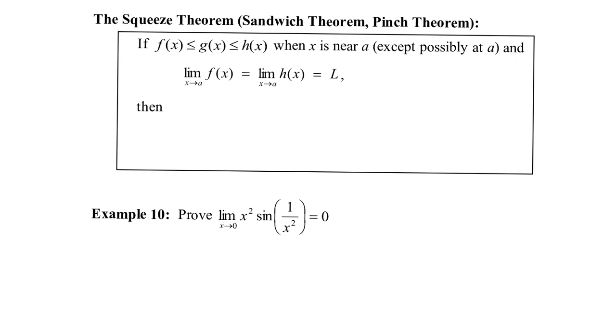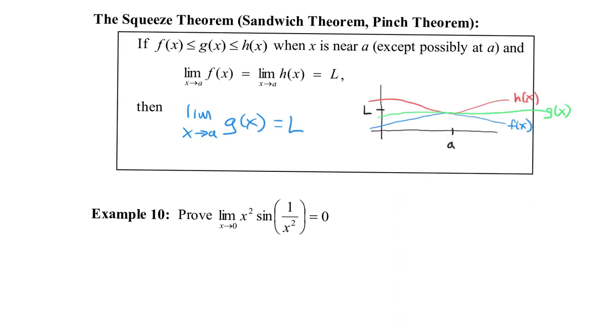And also, the limit as x approaches a of f of x, this function, is equal to the limit as x approaches a of h of x, this function. So these two here, when they equal some number L, remember L is always going to be a number, then what will happen is the limit as x approaches a of g of x, the function that's in the middle of those two, will also have to equal L.